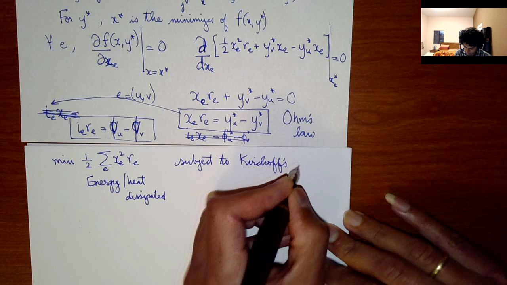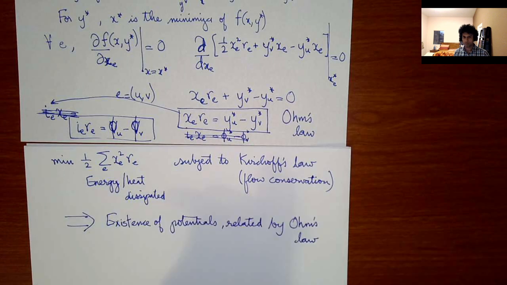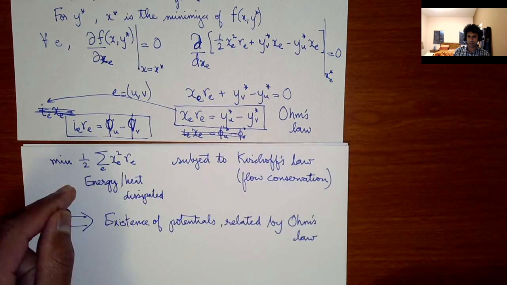The nice thing about this setup is there's no talk of potential or voltage. This just talks about minimizing energy. But we derive from this the existence of potentials, related by Ohm's law. So this is actually a deep connection. In physics, it says that nature minimizes energy. It blows my mind every time I think about this. Nature wants to send current to minimize the heat dissipated, which is like this natural conservation.